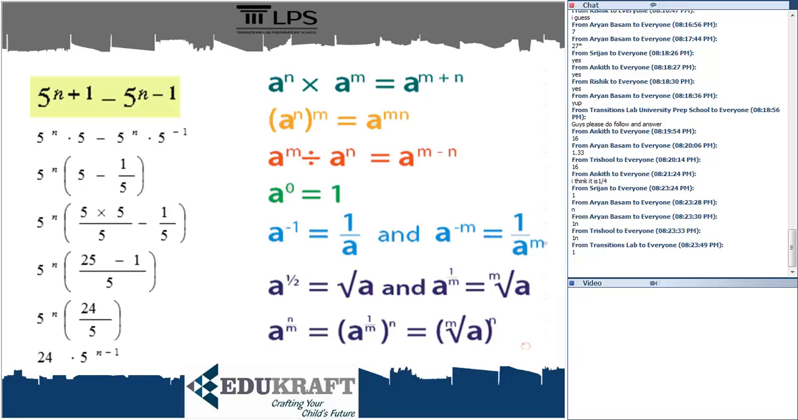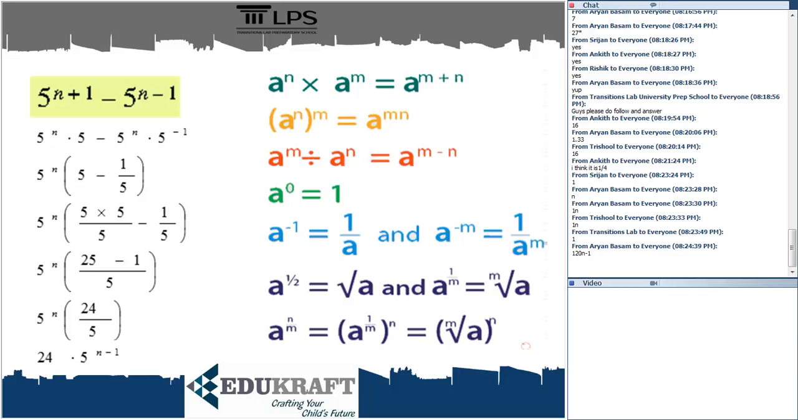Okay, so none of the answers again were correct. The final answer to this question is 24 into 5 raised to n minus 1. The final answer was 24 into 5 raised to n minus 1. Is everyone at least getting the answer? After looking at the solution, are you getting it?